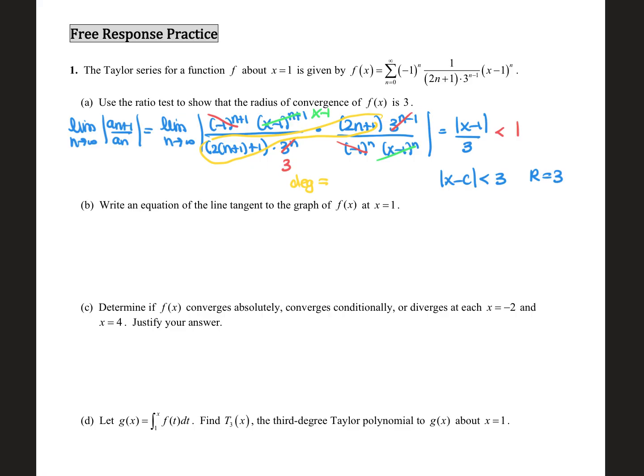Write the equation of the tangent line of f at x equals 1. So if we want the tangent line, we need a point and a slope. So I'm going to write out the first 2, possibly 3 terms of f. So f of x is approximately equal to, it starts at 0, so negative 1 to the 0 is 1. And then over here we got 1 over, now n is 0, so we're going to have 1, times 3 to the negative 1 and x minus 1 to the 0. So the constant term is just going to be 3.